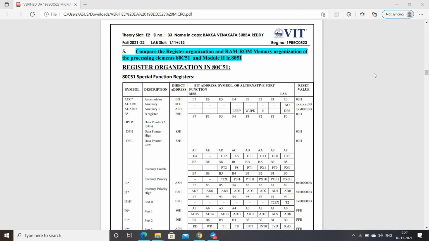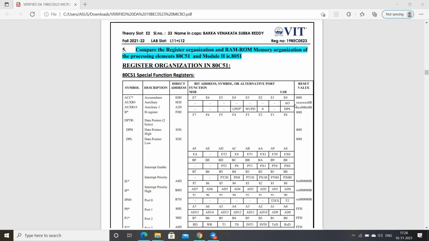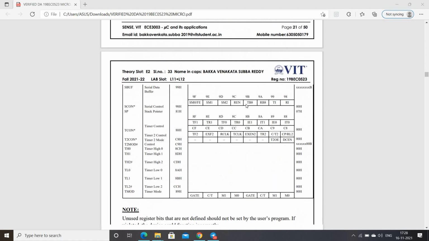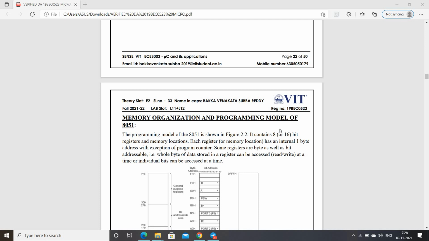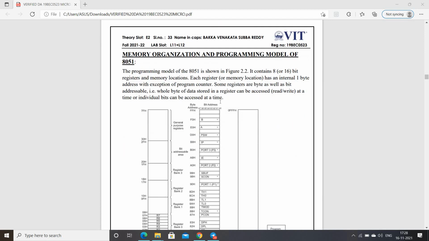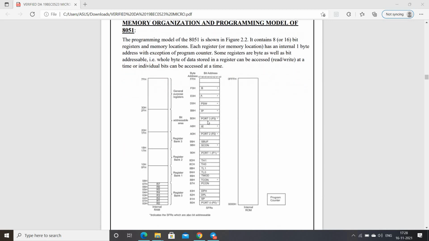And moving on to the fifth question, compare the register organization and RAM to ROM memory organization of the processing element 80C51 and module 2, which means 8051. So this is the register organization in 80C51, the 80C51 special function registers, and the memory organization and programming model of 8051, as you can see here.